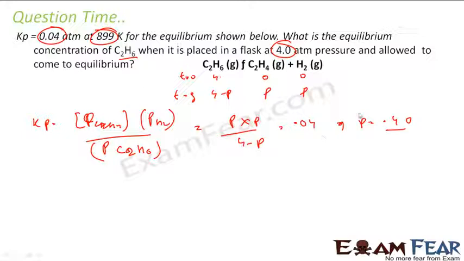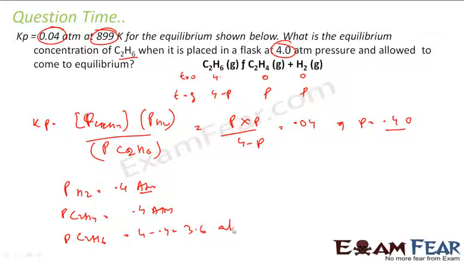So if my P is 0.40, I have everything now. I have the pressure of H2, 0.4 atm. I have the pressure of C2H4, 0.4 atm. I have the pressure of C2H6, that is 4 minus P. This 4 minus 0.4 is 3.6 atm, and that is my answer. Correct? So the question asked me only the partial pressure of C2H6, but I found the partial pressure of all these.